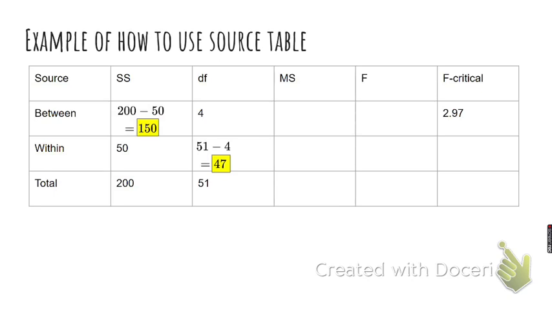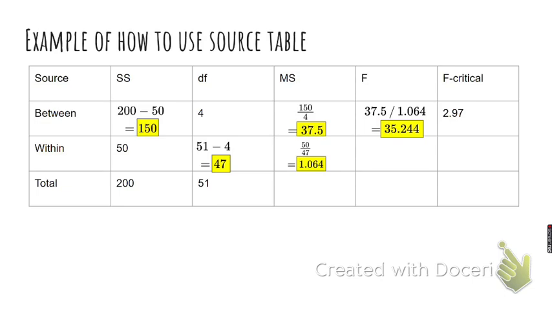So now we'll move on to MSB and MSW. And we know that the mean of squares is the sum of squares divided by the degrees of freedom. So the mean of squares between is going to be the 150 divided by 4, which is 37.5. The MS within, or mean of squares within, is going to be, again, the 2 that we already have. So it's going to be 50 divided by 47, which is about 1. And then the F statistic is the mean of squares between divided by the mean of squares within. So we divide those numbers and we get 35, which is a ginormous number.